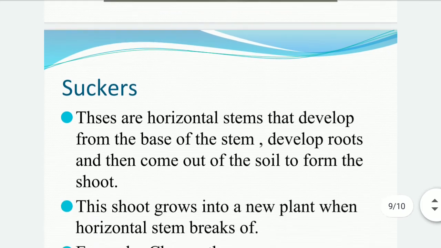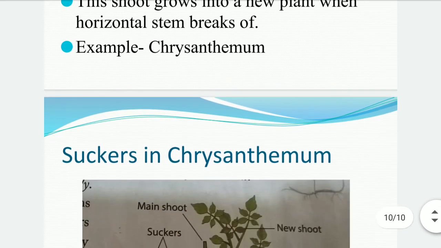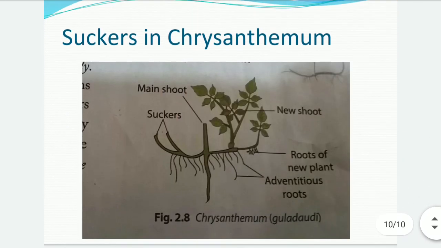Next is suckers. Now what are suckers? These are also horizontal stems that develop from the base of the stem, and then they develop roots and come out of the soil to form the shoot. Now this shoot grows into a new plant when this horizontal stem breaks off from the main parent plant. An example is chrysanthemum. So in this next picture you can see these horizontal stems in chrysanthemum.